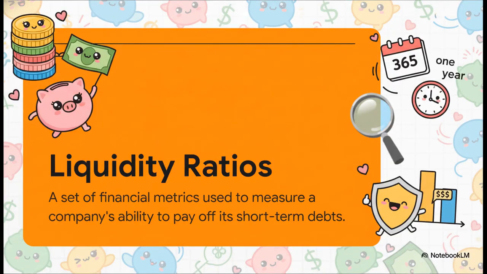Okay, so the official definition is that liquidity ratios measure a company's power to pay off its short-term debts. We're talking about things like bills from suppliers, payroll, rent, stuff that's due within the next year. They tell you if you've got enough cash or things that can quickly become cash to cover your butt. In a nutshell, they measure your financial wiggle room.